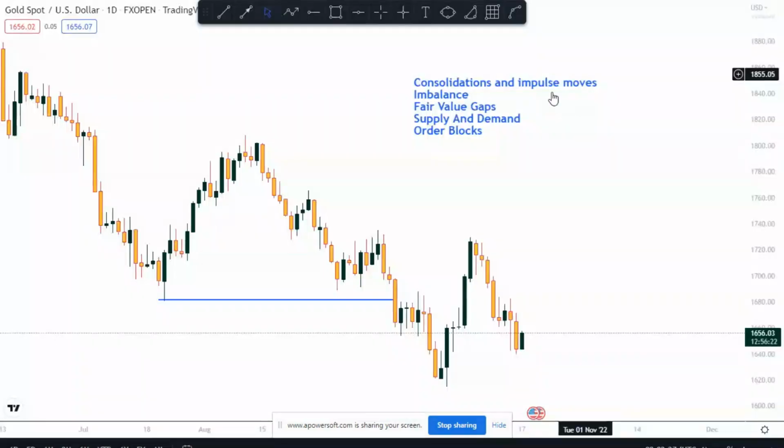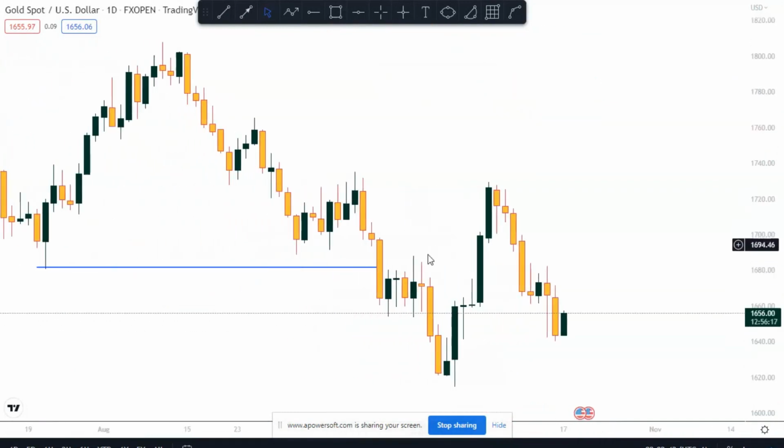So one of the things I can look at here is that we broke structure here, and we broke it with displacement. I believe now you know displacement. You can see that we broke it with an impulse move, which is one of the things that show us that we are intending to go that side. So when we break a structure, I used to say that we look at the last opposite candle that happens before a break of market structure. So now we can look out for certain things.